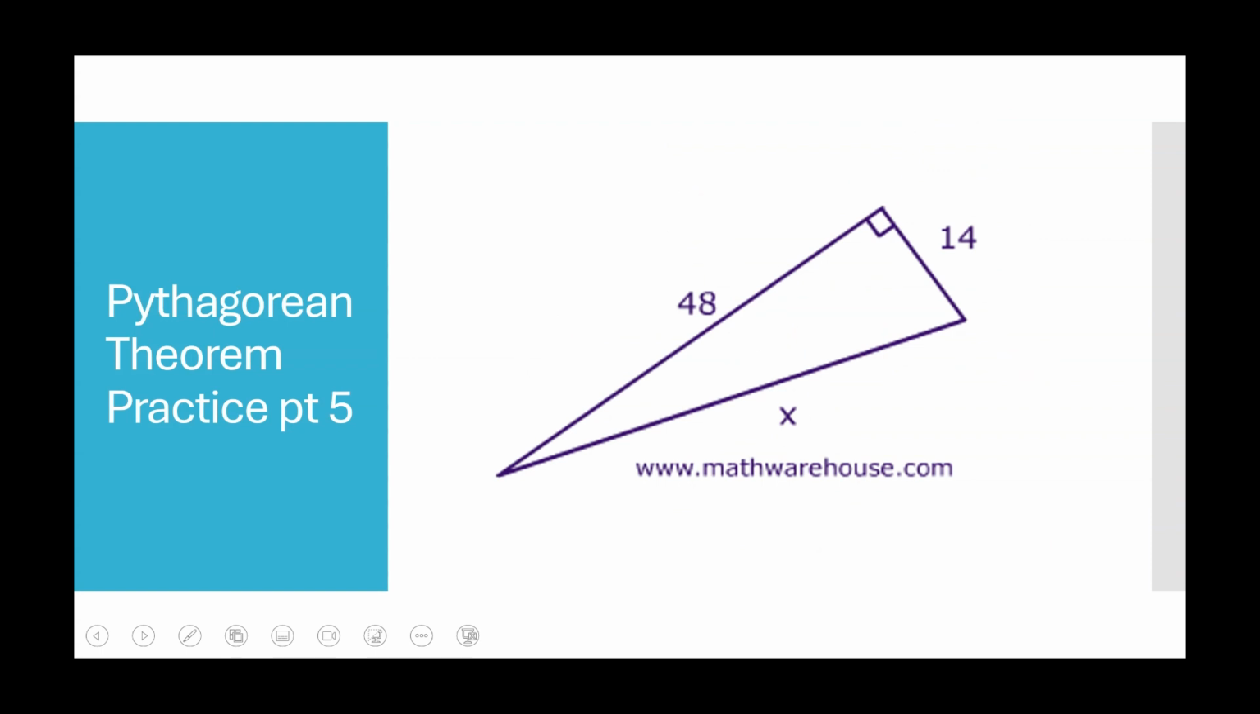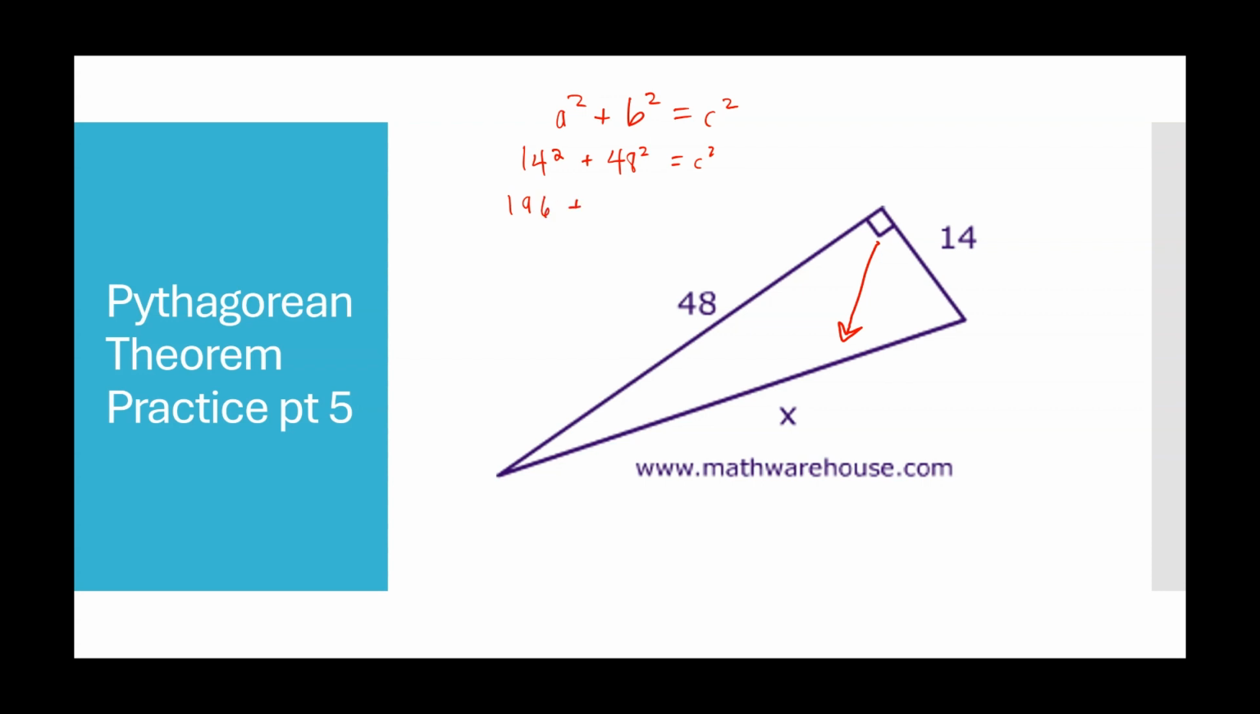Ooh, look at this, trying to trick us by having it turned. Where's the right angle? There's the hypotenuse, all right? A squared plus B squared equals C squared. I don't know the hypotenuse. I know everything else. Oh boy, do I know 14 squared off the top? I don't. Let's do it. It's 190. Oh, I did know that.